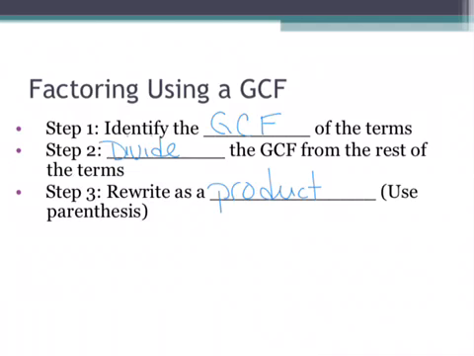Factoring using a greatest common factor, you are going to 1, identify the greatest common factor. 2, divide the greatest common factor out from each of the terms, and then write the factored version as a product.